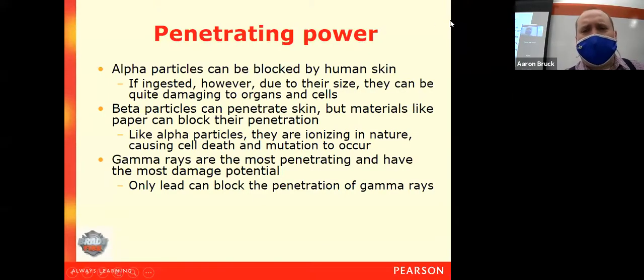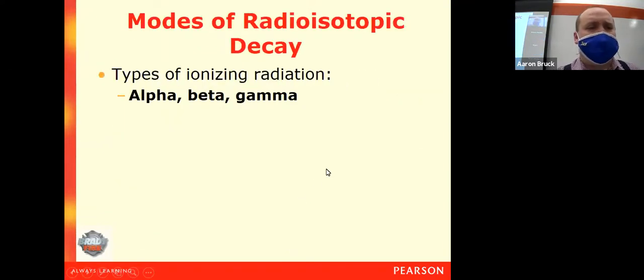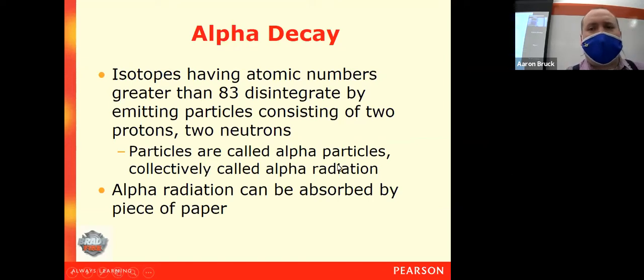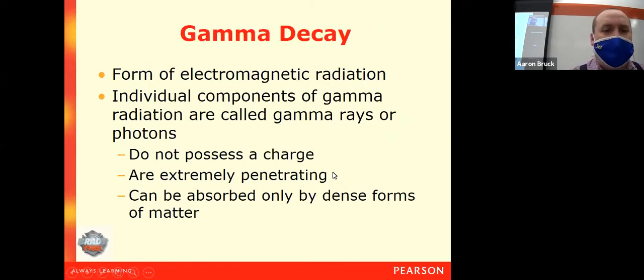So if we rewind the tape to Friday, Friday we did a lot of talking about radioactivity. And we ended with talking about the three different types of radioactive decay: the alpha decay, the beta decay, and the gamma decay. We're going to keep talking about those, but in slightly different forms as we go off of just simply what it is to talking about the actual dangers associated with it.